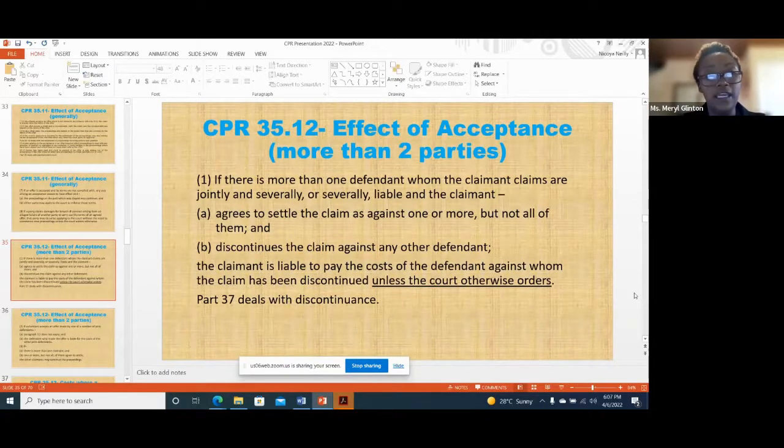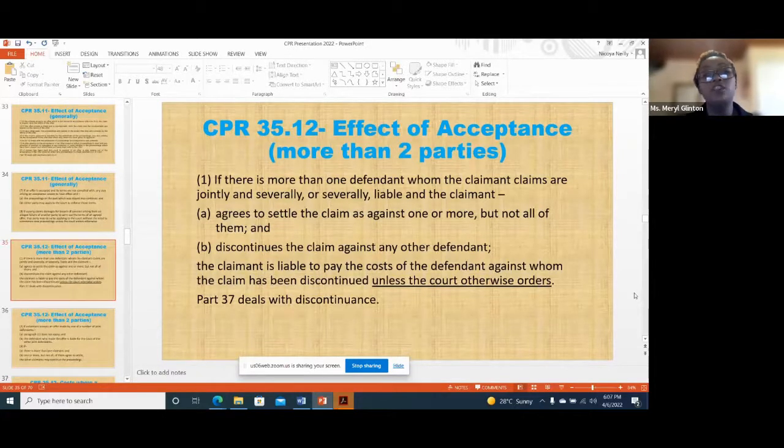And I have the rule in the slide, particularly for this one, and I will read it. It says, if there is more than one defendant whom the claimant claims are jointly and severally or severally liable to the claimant, then certain things follow from that. But I want to draw your attention specifically to the jointly and severally or severally liable. That is the distinction between this subrule and the subrule that comes next.